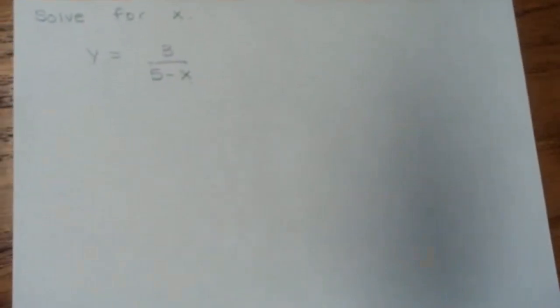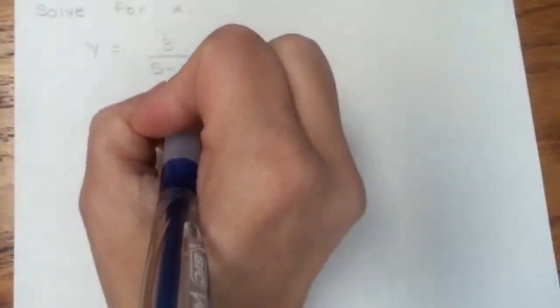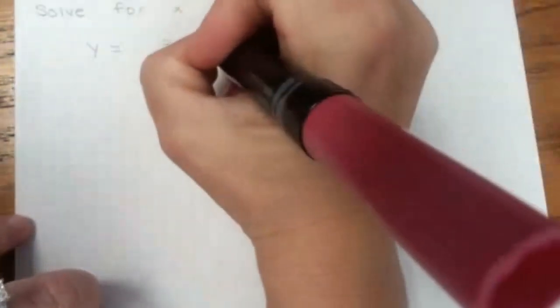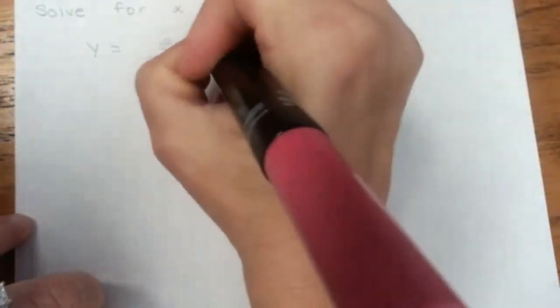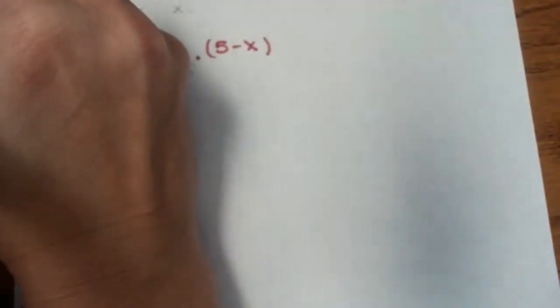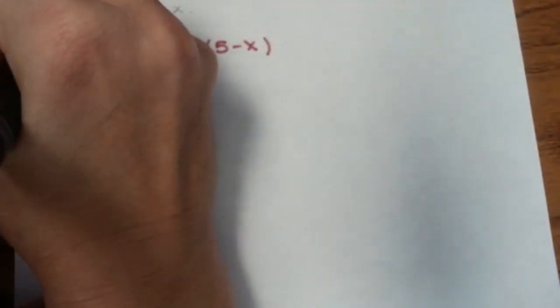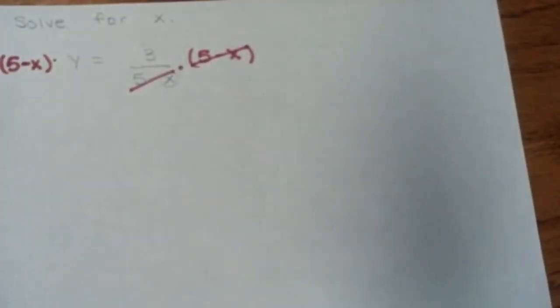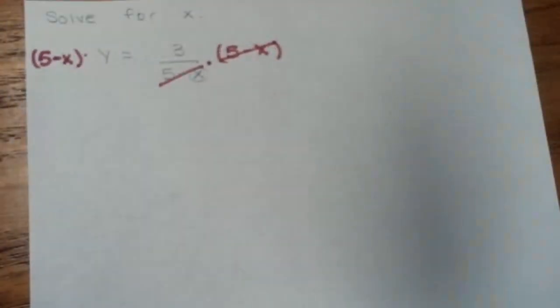All right, so I just wrote out the problem. Let's try to get x by itself. So x is down here in the denominator, so let's go ahead and try to get it out of the denominator. If it's saying 3 divided by 5 minus x, I can multiply both sides by 5 minus x. And that way those 5 minus x's cancel out and we can get rid of the x in the denominator.